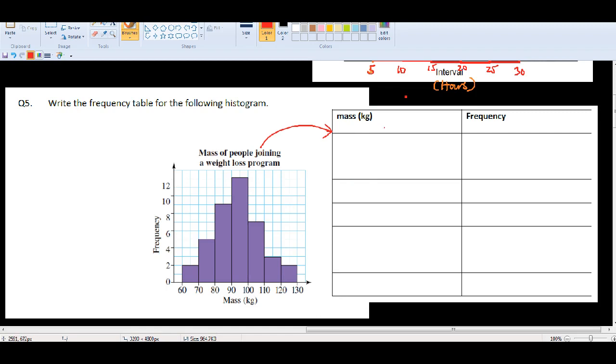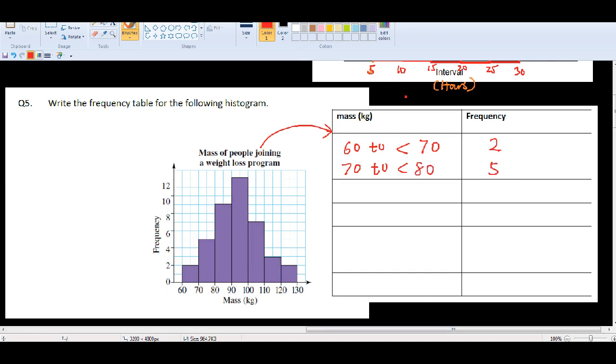To write the mass, you need to write in terms of interval, and the first interval should be 60 to less than 70, right? How many of them? 2, alright? And the second one 60 to less than 80. How many of them? 5.